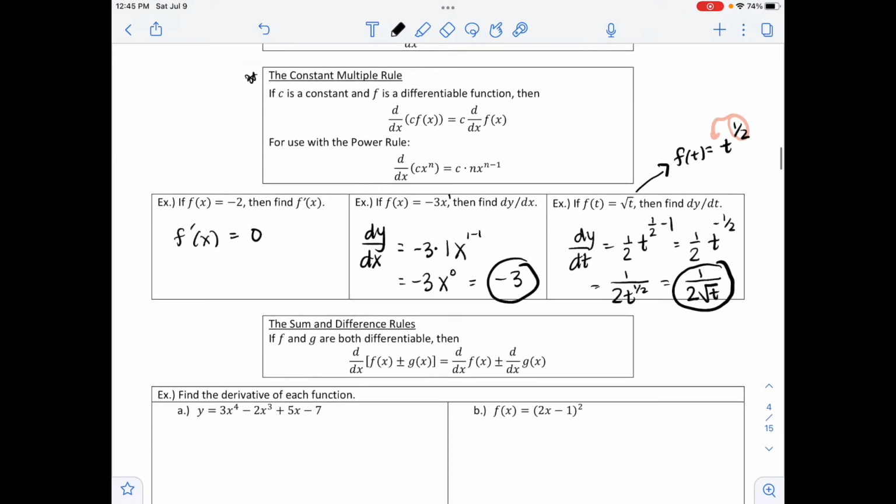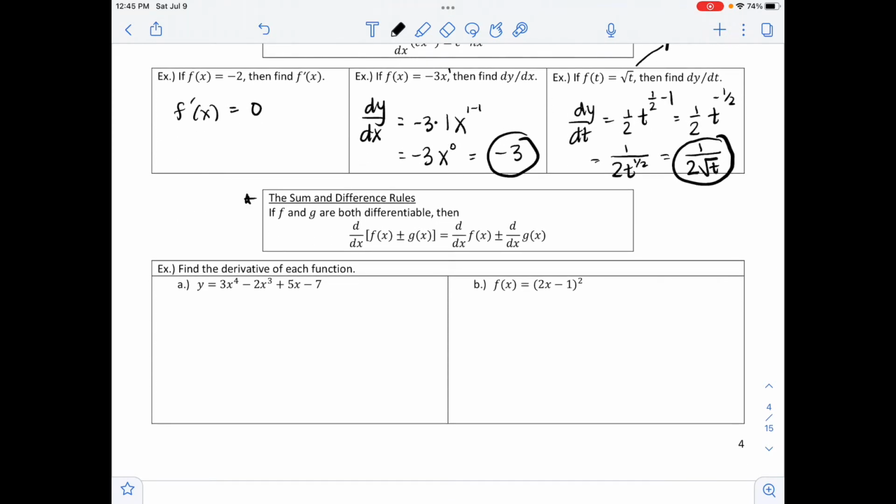The next set of rules that we have is the sum and difference rules. This says if f and g are both differentiable, then the derivative of f of x plus or minus g of x is equal to the derivative of each of those terms. So we have examples right below.